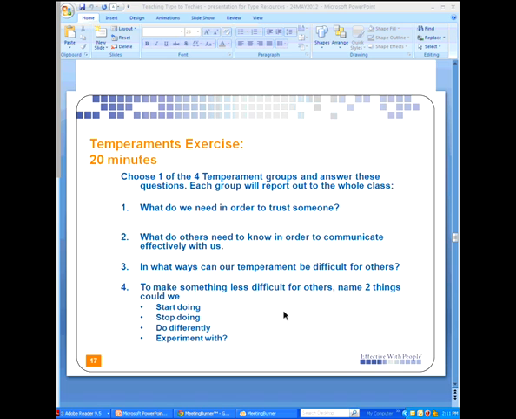One, what do we need to trust someone? I explain the temperaments and ask them to self-select. What do we need to trust each other? I ask them to fill these answers out from their temperament groups on flip chart papers. Two, what do others need to know to communicate effectively with us? And these answers are quite illuminating.